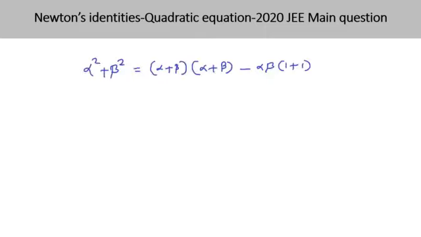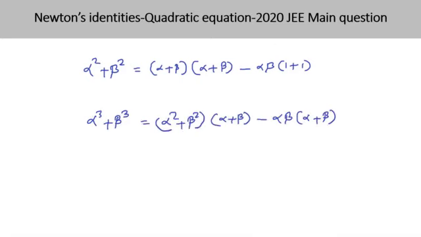Now we know alpha square plus beta square is equal to alpha plus beta whole square minus 2 alpha beta. Or we can write alpha square plus beta square is equal to alpha plus beta into alpha plus beta, minus alpha beta.